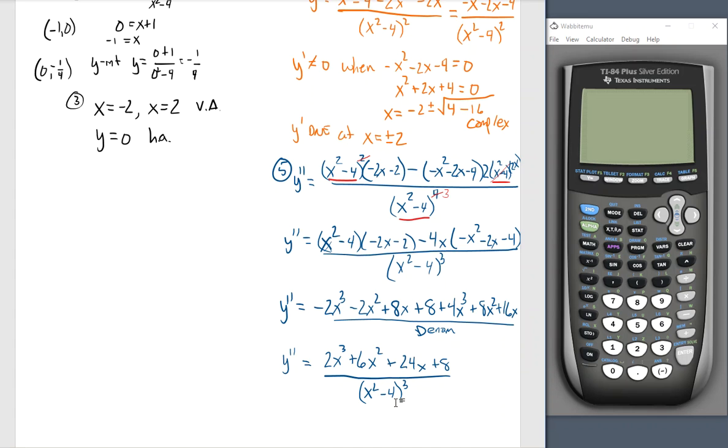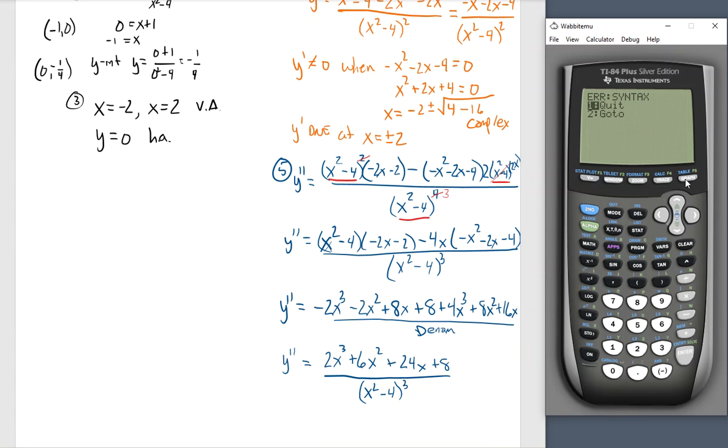So now we need to find critical numbers and intervals of concavity. Here's what I'm going to do. I'm going to graph this numerator. This problem's gotten so out of control already. So 2x to the third plus 6x squared plus 24x plus 8.